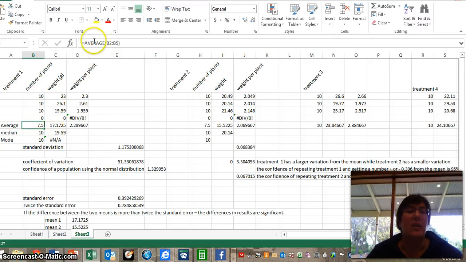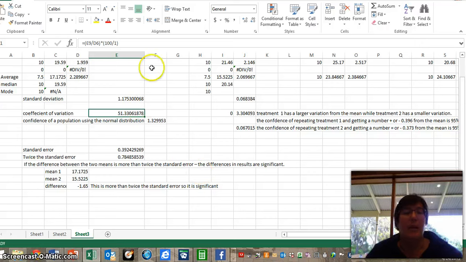In an Excel spreadsheet, you can put in formulas. So this is average B2 to B5, median, mode, standard deviation. That's the formula for the standard deviation, and it's 2, 3, 4, so it actually works it out automatically for you. Coefficient of variation: there's a formula there. Confidence of the population using normal distribution: we've already talked about that.